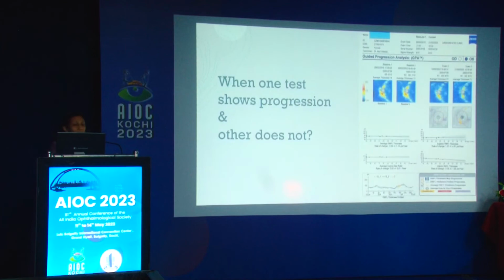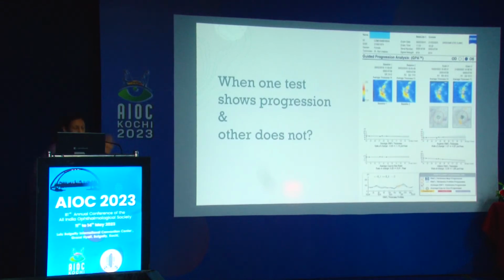Now when one test shows progression and the other does not, then what do you do? For example, in this patient, the intraocular pressure was normal, perimetry is normal across 5 years, but the OCT definitely shows progression. So now is the dilemma. Do you treat it as glaucoma? Do you treat it as just observe? The answer depends on the clinical picture. If the intraocular pressure remains high, one might consider it as progression.